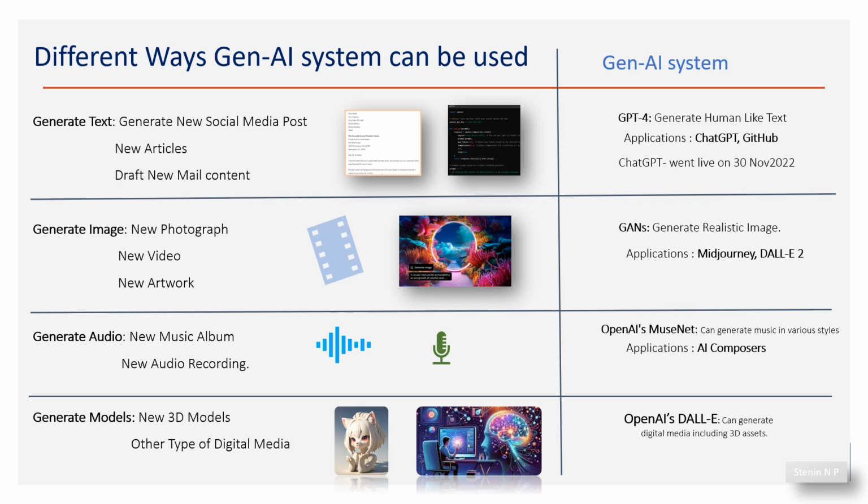Then we have generating audio. New music albums can be generated. New audio recordings can be easily made. We have OpenAI MuseNet, which can generate music in various styles and forms. An application is AI Composer, one commonly used. Then we have generating models, where new 3D models or any other type of digital media can be generated, where we use OpenAI DALL-E 2. This can generate digital media including 3D assets.